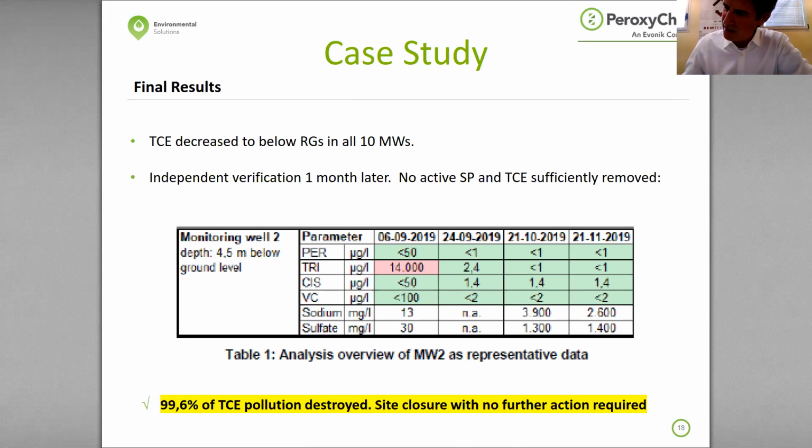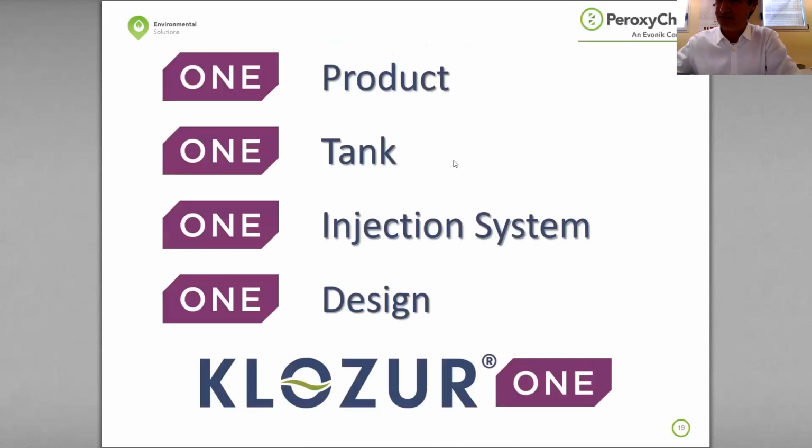So in total, the ISCO process removed over 99% of the TCE pollution, and with these results, the client and the regulator accepted closure of the site with no further remediation requirements, and there are some nice apartments there now.